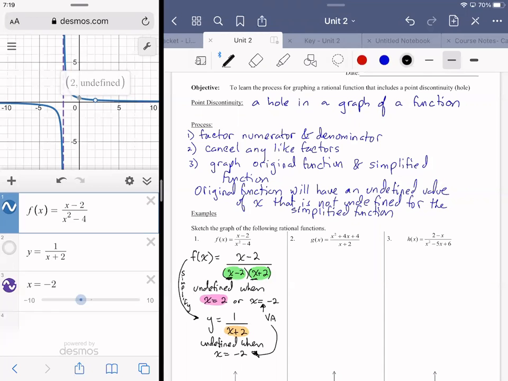They also call it a removable discontinuity because when I look at the simplified form and I go to x equals 2, it's now a defined point.